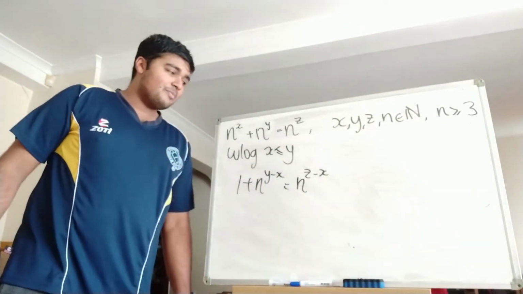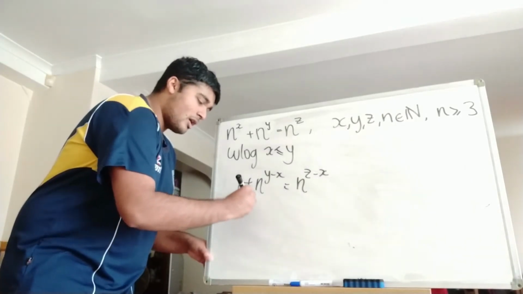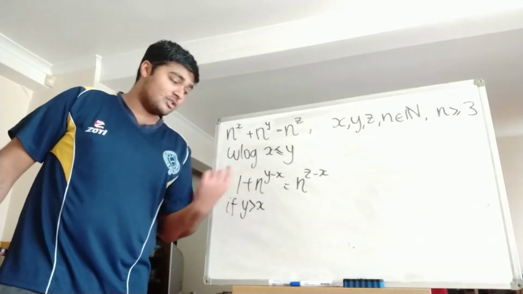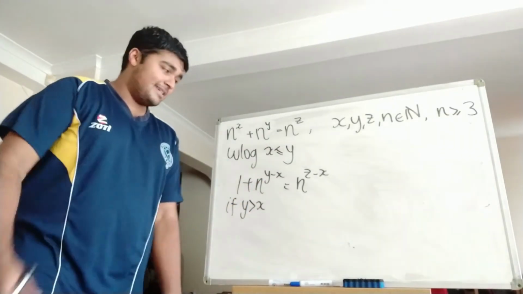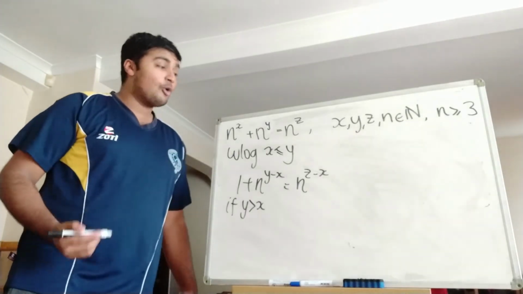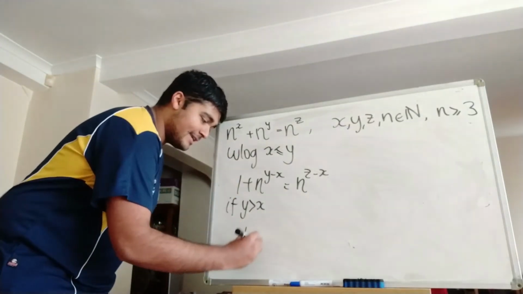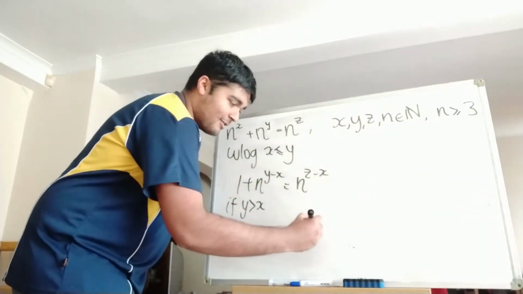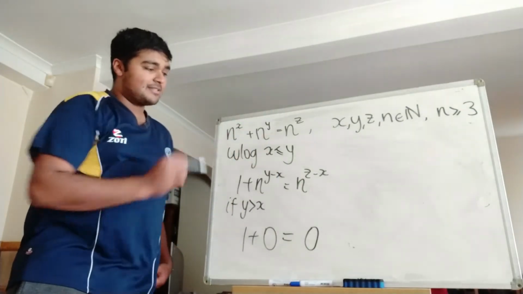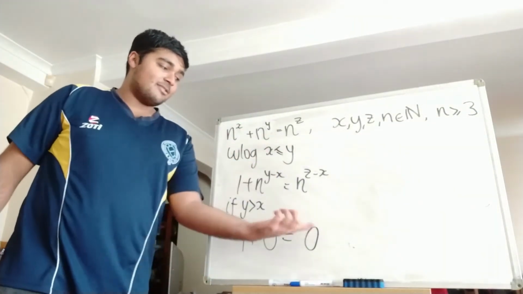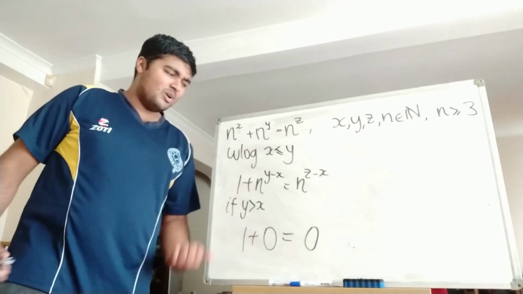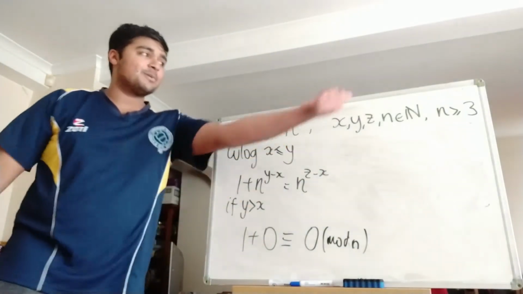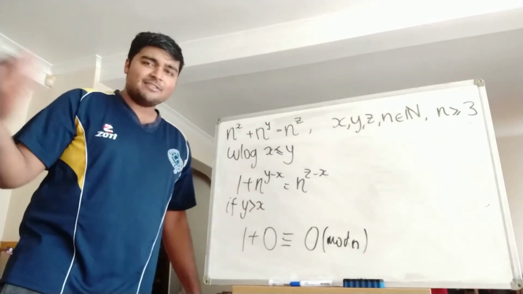Let's see why. We're assuming that y is bigger than or equal to x, but now suppose, just for now, that y is strictly bigger than x. Then if you look at both sides mod n, on the left hand side we have 1 plus 0, because this is a positive power of n, and the right hand side is certainly a positive power of n, because z is certainly bigger than x from this line. So the right hand side is 0 mod n, and the left is 1. So we have 1 congruent to 0 mod n, but this is not possible because n is at least 3. The only way this could be possible is if n was 1.